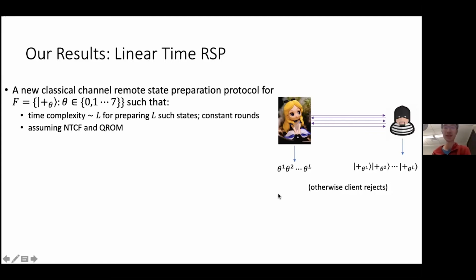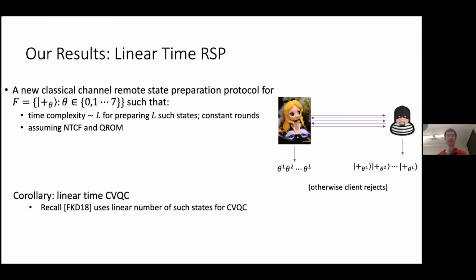And additionally, our protocol runs in constant rounds, which is a desirable property. And the assumption we use is NTCF functions in the quantum random oracle model, which is the same as what we discussed before. So as a corollary, we can compose this protocol with the FKT18 protocol discussed just now to get a linear time CVQC protocol.